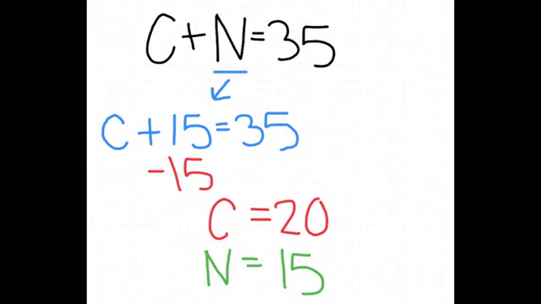Now let's go back to the equation C plus N equals 35. If we know that N equals 15, we will input it for N. C plus 15 equals 35. Now we'll subtract 15 from both sides, giving us C equals 20 and N equals 15.